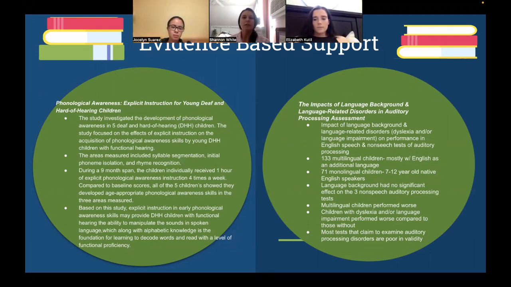skills. So this study investigated the development of phonological awareness in 5 deaf and hard of hearing children, and they all either wore hearing aids or had cochlear implants. The study focused on the effects of explicit instruction on the acquisition of phonological awareness skills by, again, the children with functional hearing. The areas measured included syllable segmentation, initial phoneme isolation, and rhyme recognition.